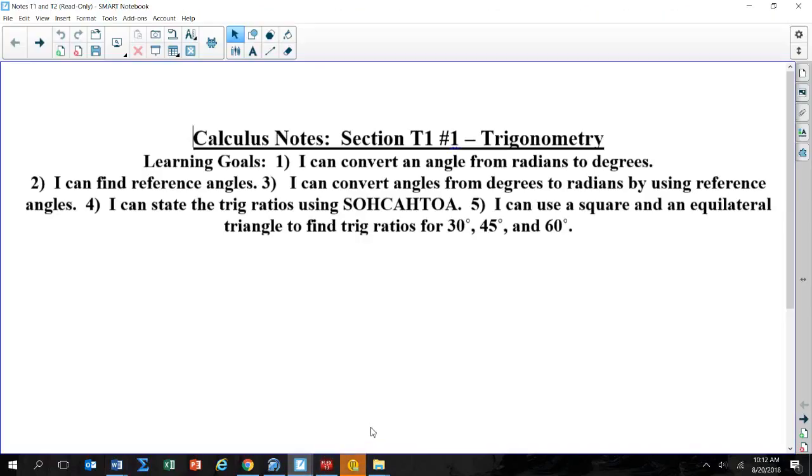Okay, so if you look at the top, you can read what the learning goal is for the first trig notes. It says I can convert an angle from radians to degrees. I can find reference angles. I can convert angles from degrees to radians. I can state trig ratios using SOHCAHTOA. And finally, I can use a square and an equilateral triangle to find trig ratios for 30, 45, and 60 degree angles. Okay, so it's just mixed trig review.